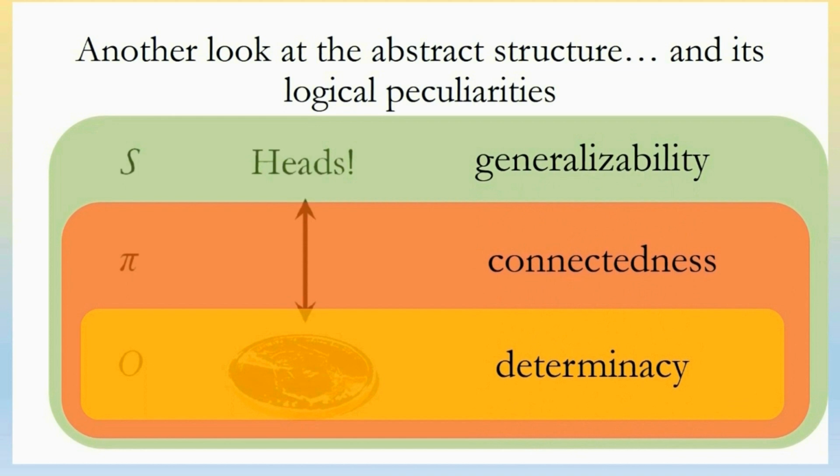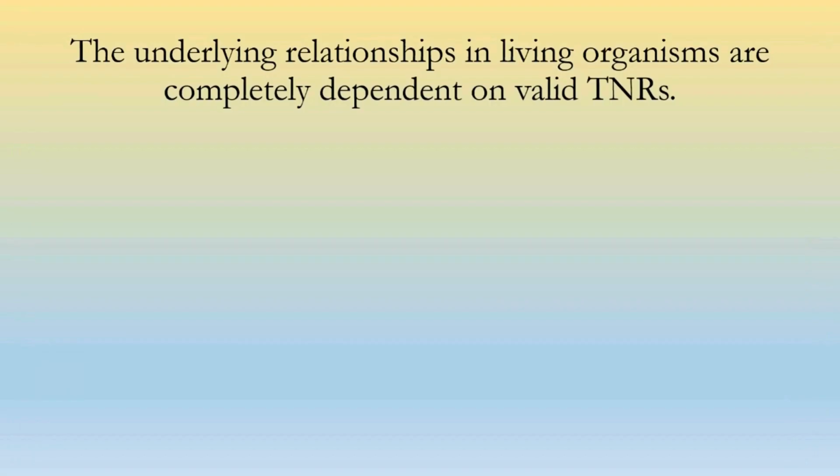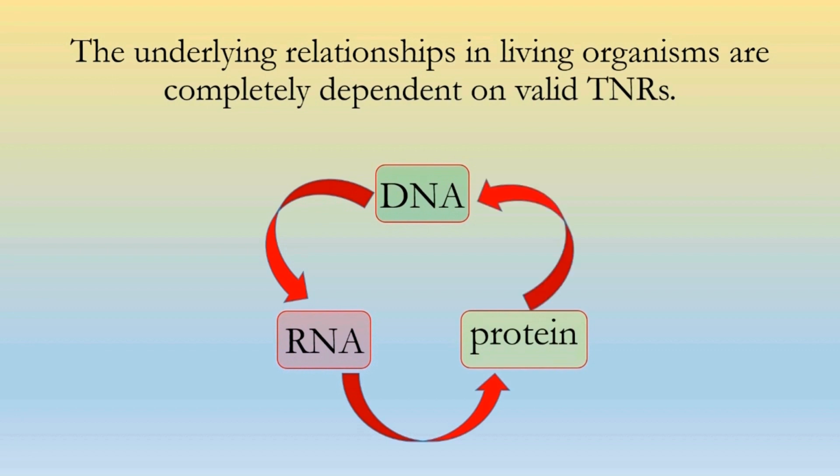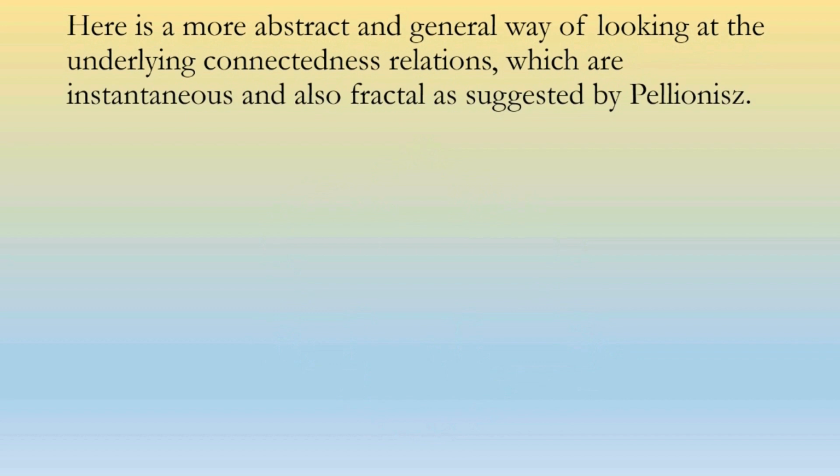Why is all this important to genetics, epigenetics, and proteomics? Because everything there also depends on TNRs. The underlying relationships in living organisms are completely dependent on valid TNRs. DNA, for example, communicates through RNA to proteins which communicate back to the DNA. And the DNA communicates also within itself, as RNA does, and as proteins also do. We discover, moreover, that there's an abstract and general way of looking at the underlying connectedness relations which are instantaneous and fractal, as suggested by Pelianes.